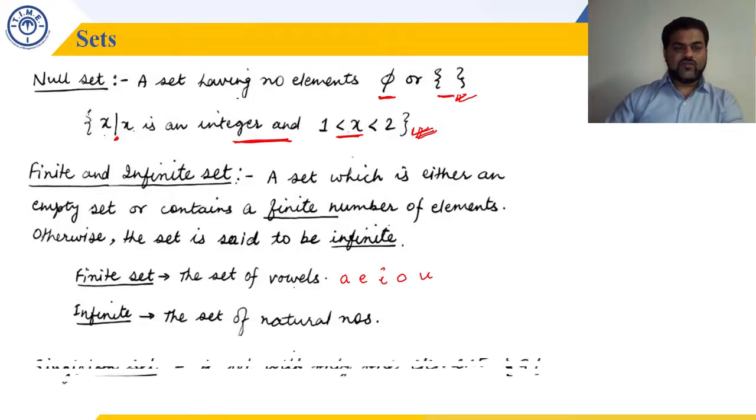Okay, let us go ahead and see what is a singleton set. A singleton set is basically a set having only one element, or we can say exactly one element. So any set which has exactly one element is known as a singleton set. Suppose we have a set in which we have only one element A. So this is an example of a singleton set.